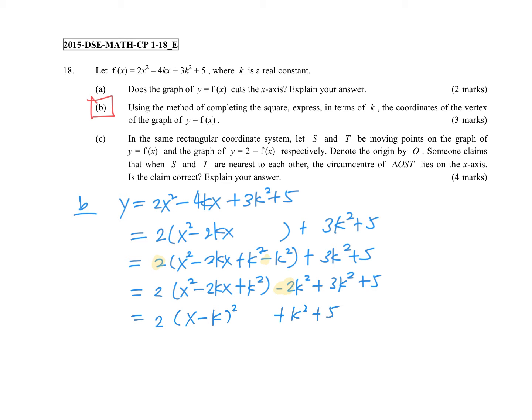By using the method of completing the square, we can rewrite the quadratic function originally in general form into its corresponding vertex form. So of course, now we can write the required vertex: the minimum value equals k squared plus 5.